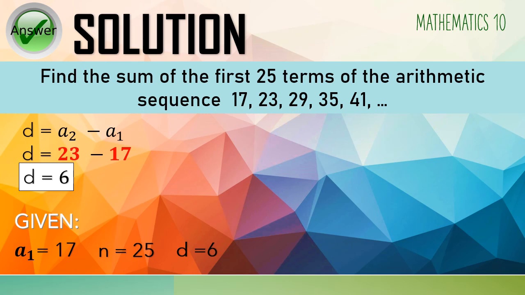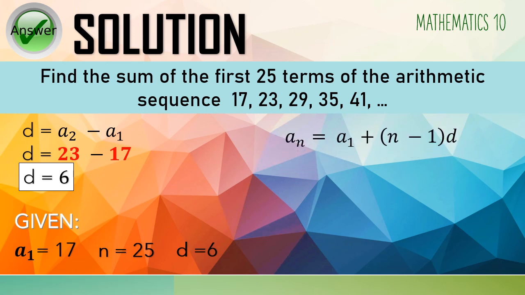Okay, so of course, if we're going to use the shorter formula, which is S sub n equals n over 2 multiplied by a sub 1 plus a sub n, we need to identify first the value of our a sub n, or the 25th term, because it is not yet given in our problem. And so, prior to the use of the shorter formula for arithmetic series, you need to identify first the value of your a sub n so that you can freely use it.